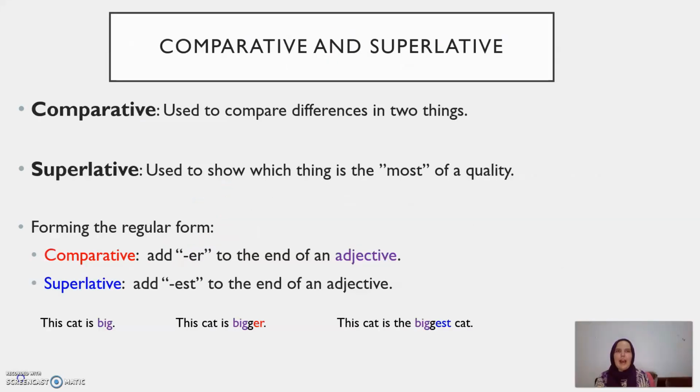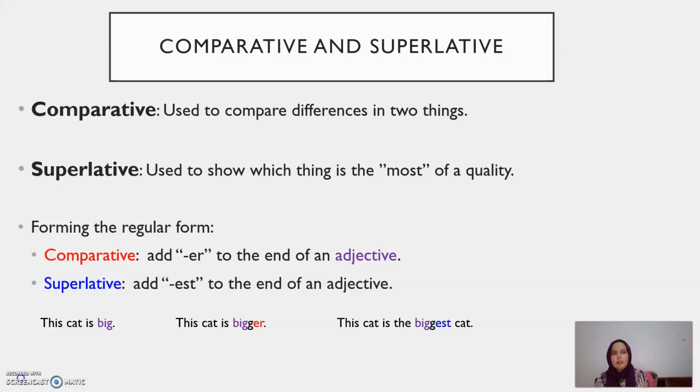Next, we will learn how to use the comparative and the superlative. The comparative is used to compare differences in two things. For the superlative, think about a superhero. Superheroes are the fastest, bravest, and strongest people, right? A superlative is used to show which thing is the most of a quality.